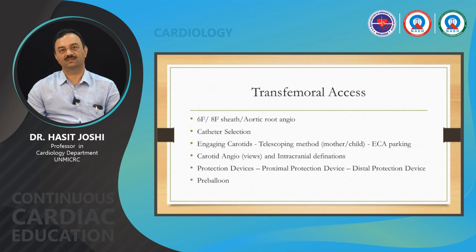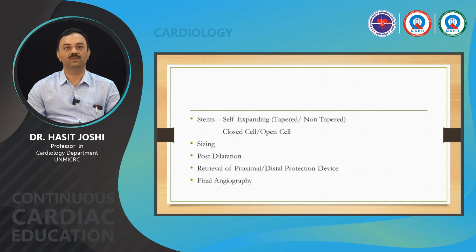Transfemoral access. Now there can be two approaches: 6F sheath or 8F guide, and these are the steps of the transfemoral approach. We'll go one by one through all the steps.